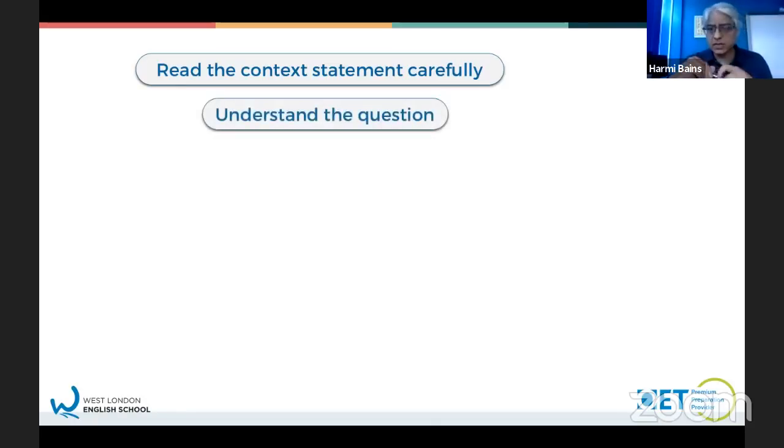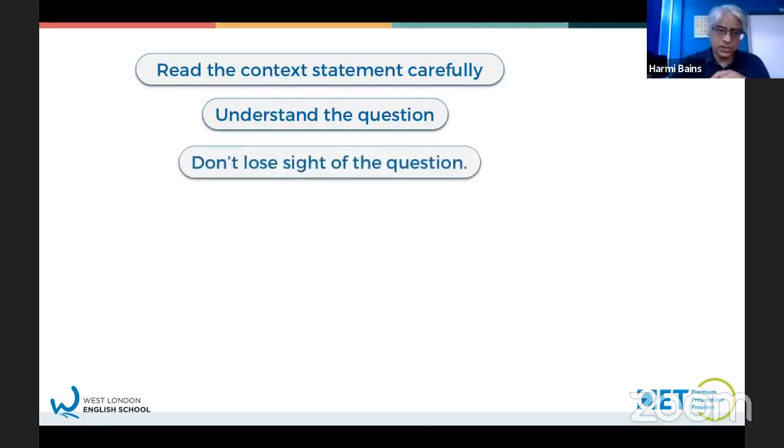And understand the question. If you remember, right at the beginning of this lesson, we answered the question without actually having the answer options because we really focused on the question. So really understand the question. Think about what you need to listen for and what they're asking you. So understand the question and don't lose sight of the question as well.